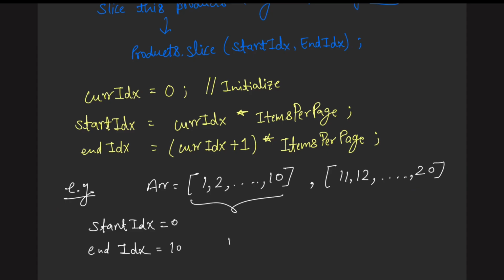After that, when we click on the next button, we will simply take whatever current index we have and add 1 there, current index plus 1.